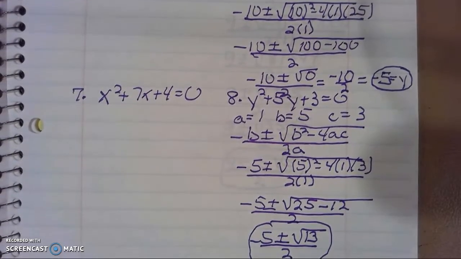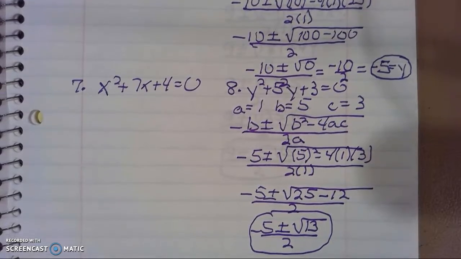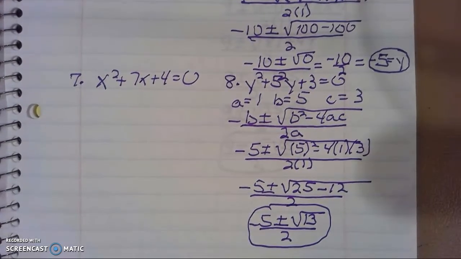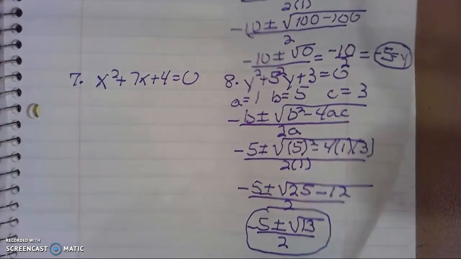Number 8, y squared plus 5y plus 3 equals 0. You find your A is 1, your B is 5, and your C is 3. You put them in your quadratic formula and work it out. This time we are left with a radical.